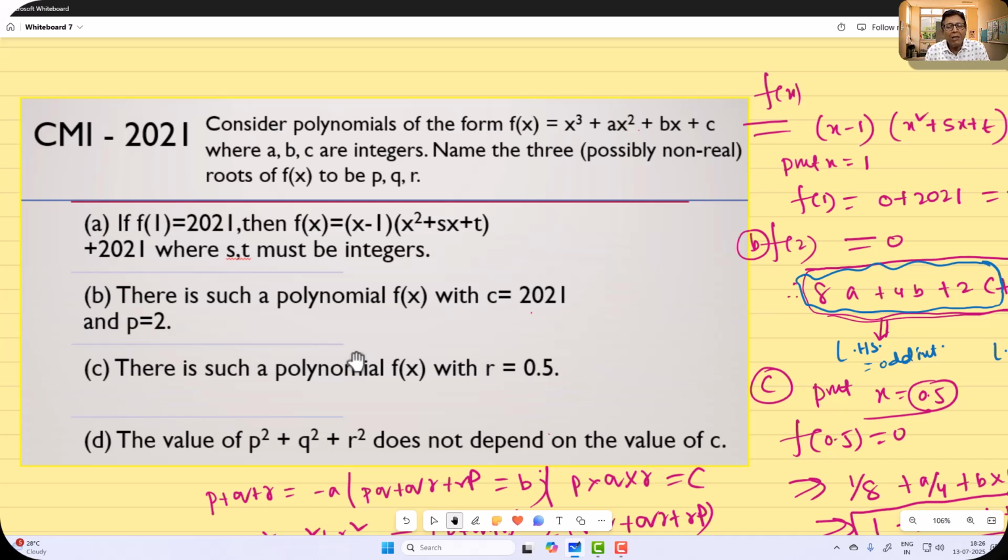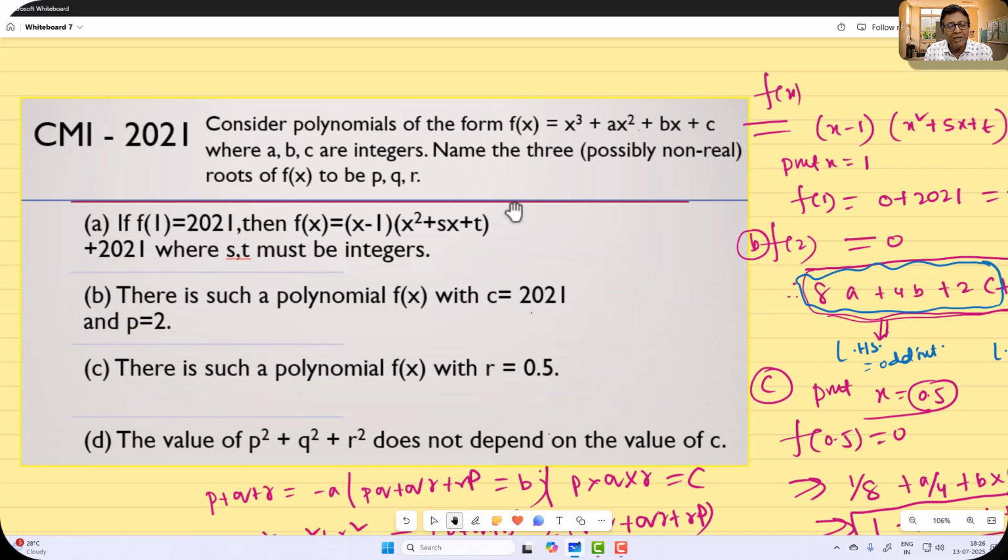This question I have chosen to solve it in the class because I thought that can be done by everyone. CMI 2021 question. Consider polynomials of the form where a, b, c are integers.